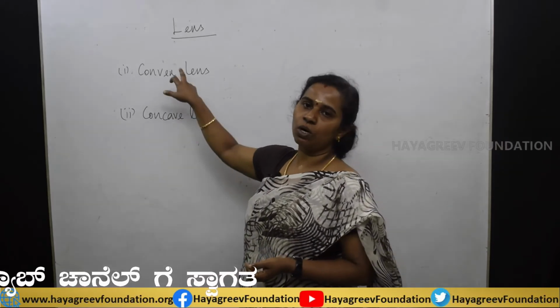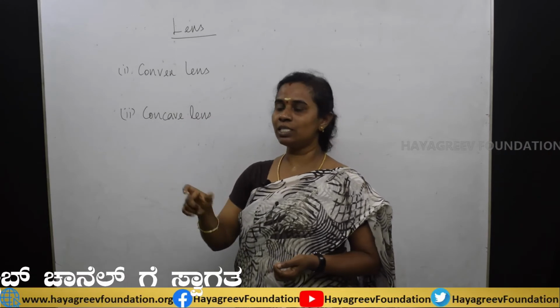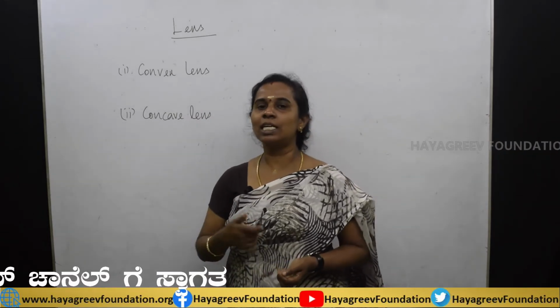One more name for the convex lens is converging lens. One more name for the concave lens is diverging lens.